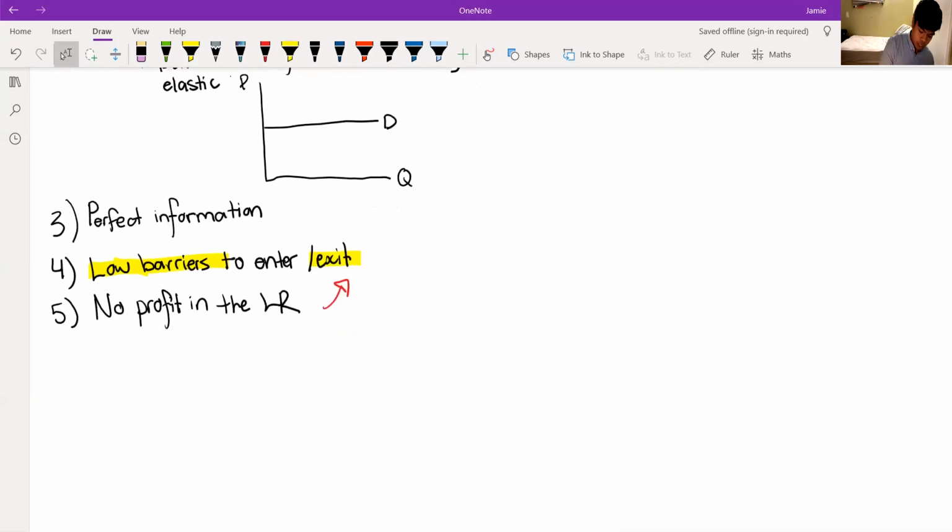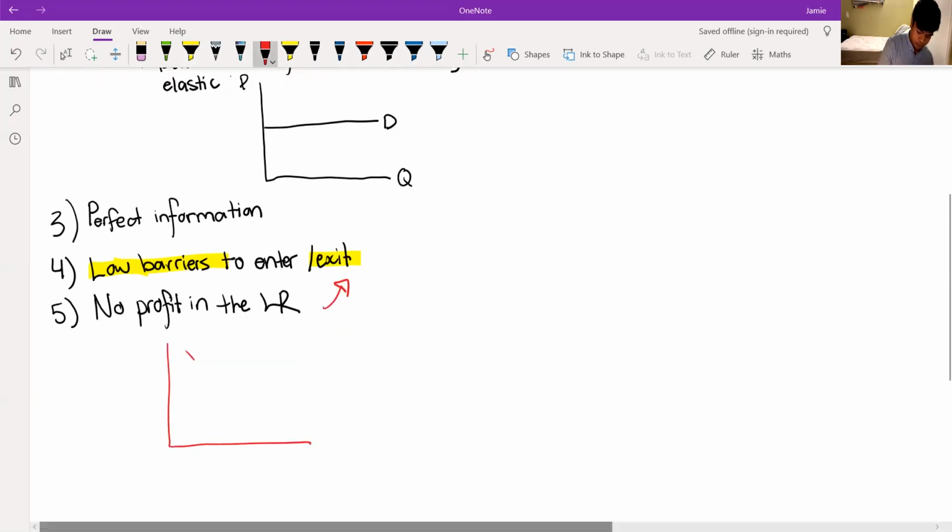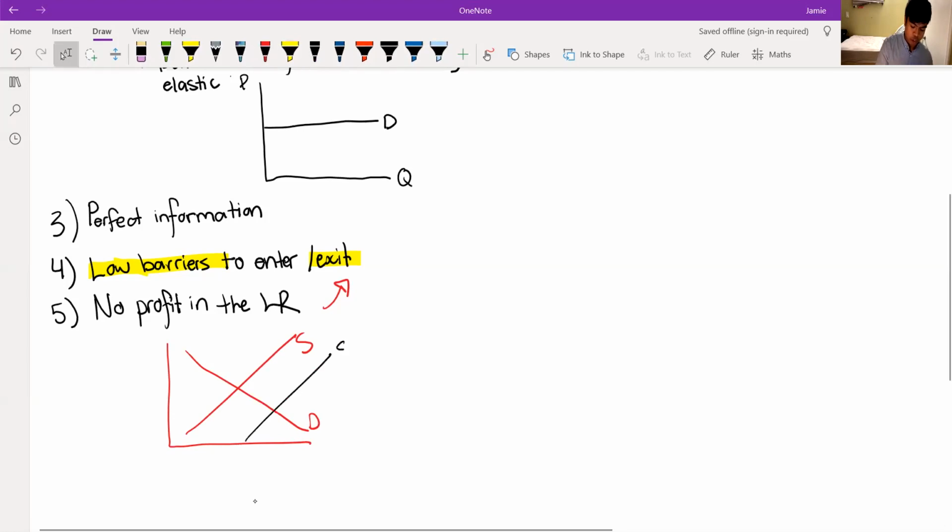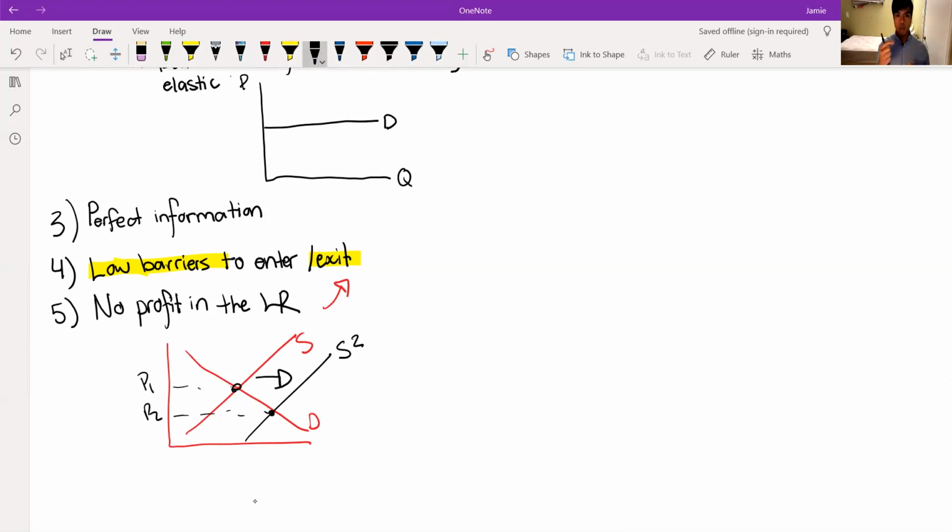Profit entails more firms entering the market. So we're going to see a rightward shift of the supply curve with a fixed demand, leading to a lower price level, which will erode the profit for those current existing firms until profit is equal to zero in the long run.